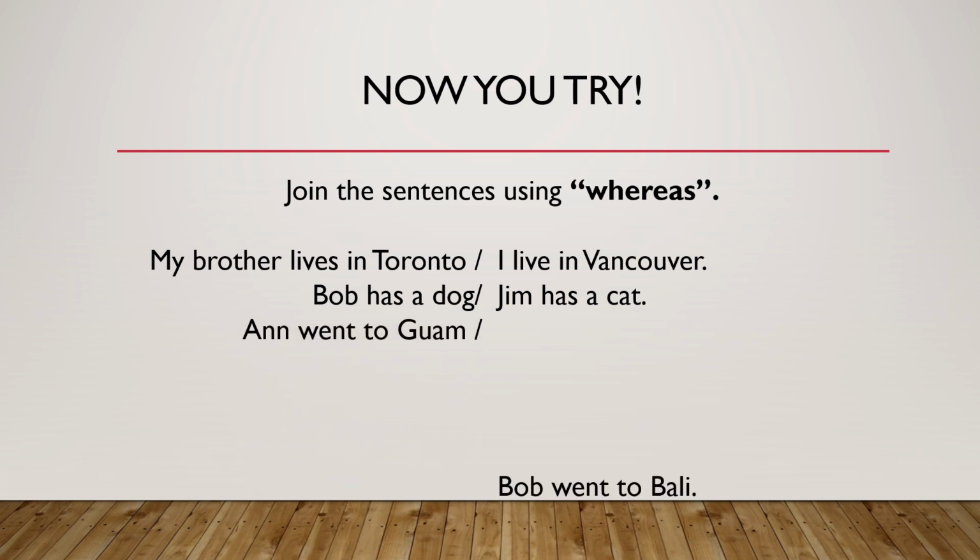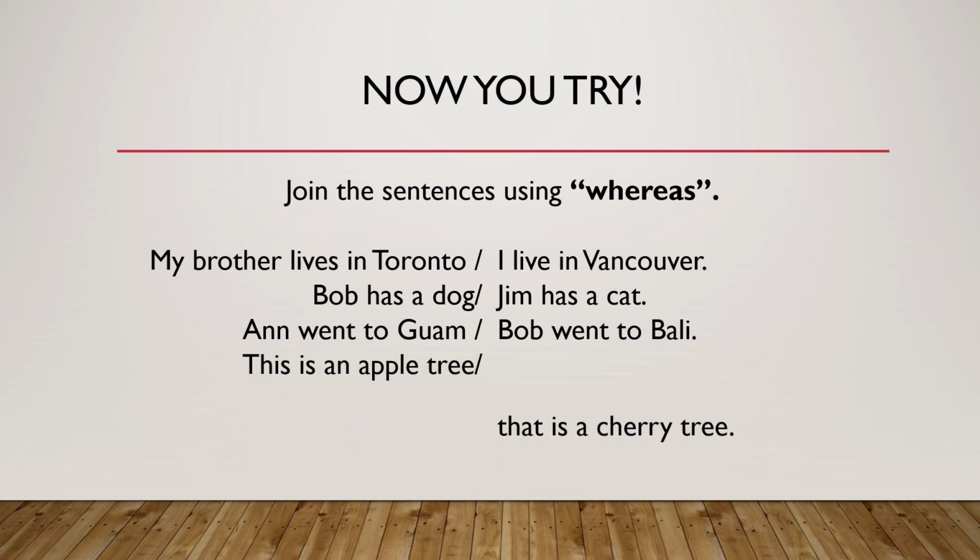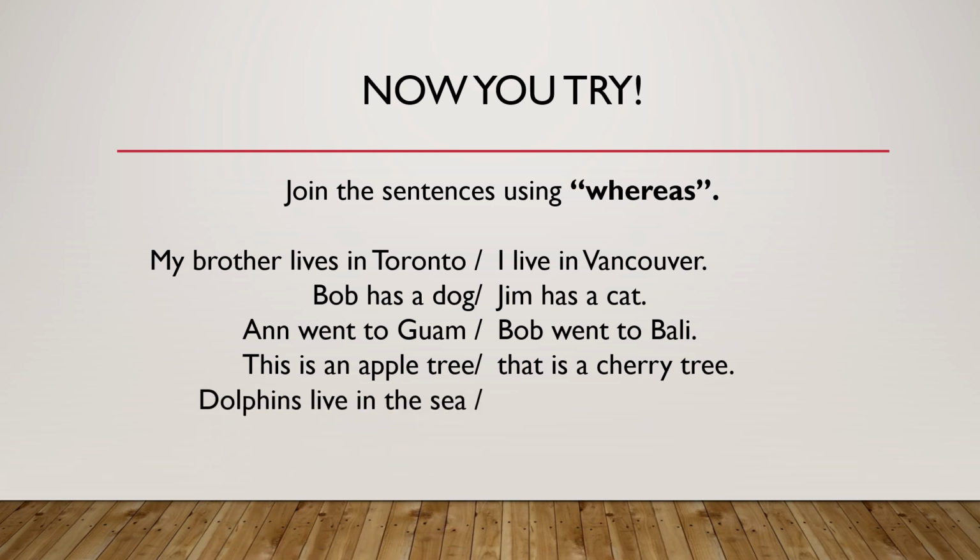Anne went to Guam. Bob went to Bali. Please join the sentences. Anne went to Guam, whereas Bob went to Bali. This is an apple tree. That is a cherry tree. Please join the sentences. This is an apple tree, whereas that is a cherry tree. Dolphins live in the sea. Cows live on land. Please join the sentences.